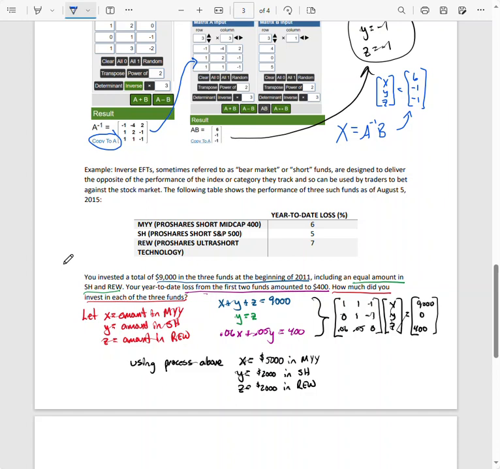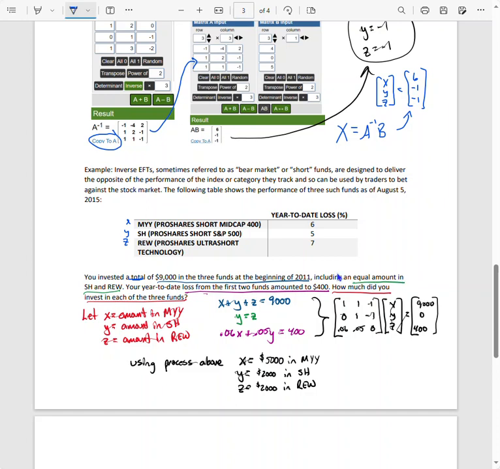You invest a total of $9,000 in the 3 funds at the beginning of 2011, including an equal amount in SH and REW. Your year-to-date loss from the first 2 funds amounted to $400. How much did you invest in each of the 3 funds? Okay, so we're going to take this a bit at a time. You invest a total, right? A total is going to tell us an equation, a total of $9,000 in the 3 funds. I'm going to let X be the MYY, Y be SH, and Z be our REW, the amount that we invested. So X plus Y plus Z will give us our 9,000.